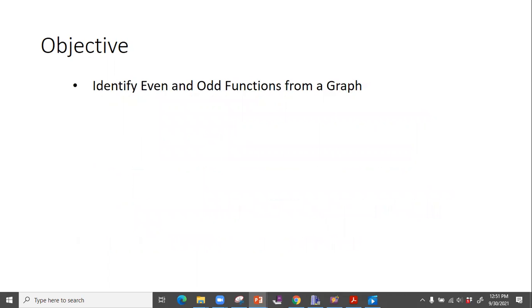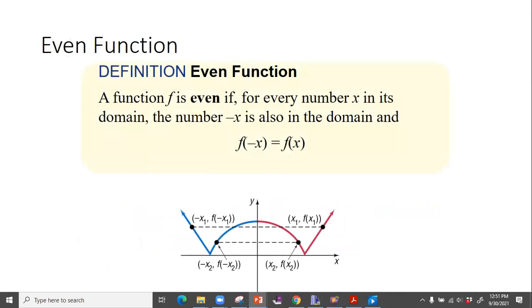All right, so first we're gonna identify even and odd functions from a graph. The definition of an even function, essentially, in words, is that the y-axis evenly divides it into two equal parts. Visually, that's what's taking place: the y-axis is dividing it into two even parts. Do we see that?